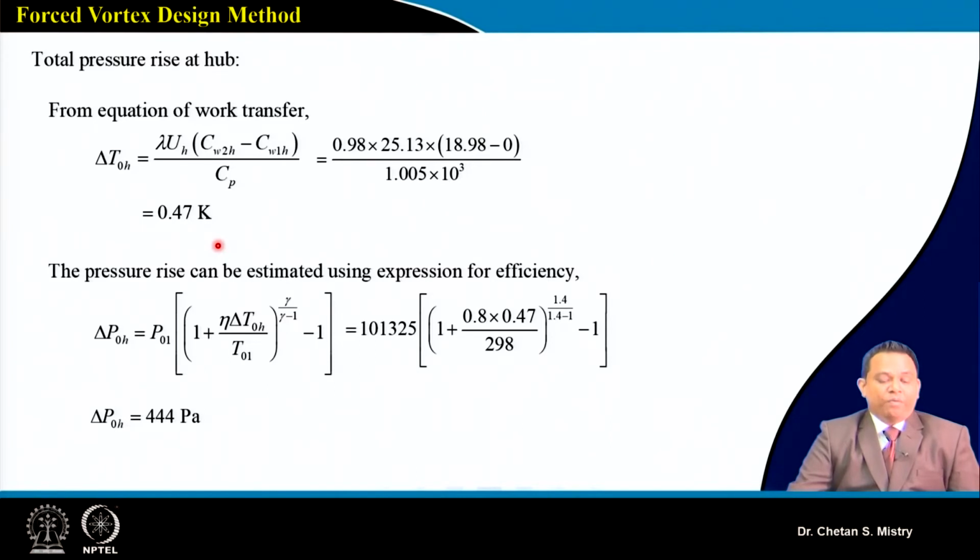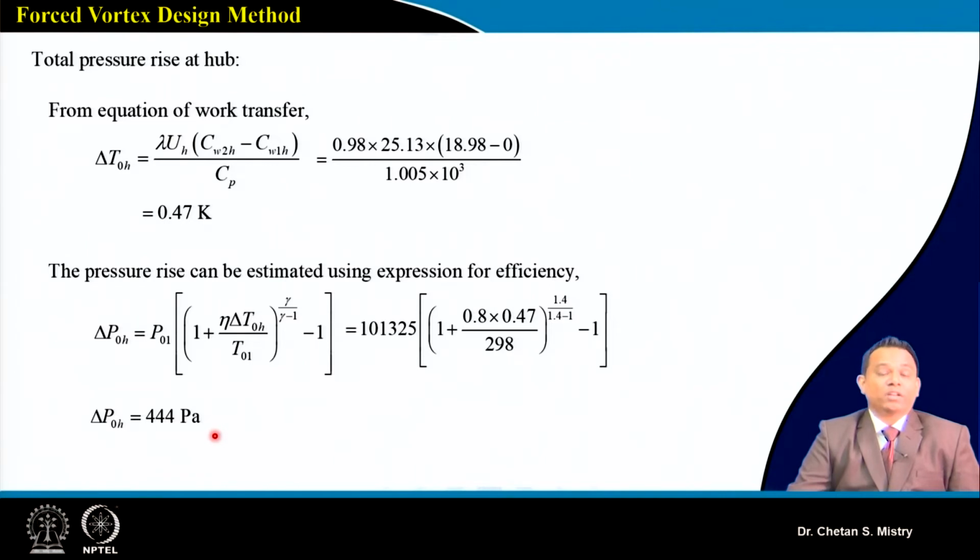Okay, now from our understanding of our efficiency, we can calculate my delta P0 at the hub. If we put in this number, it says at the hub we have our delta P0 to be 444 Pascal.